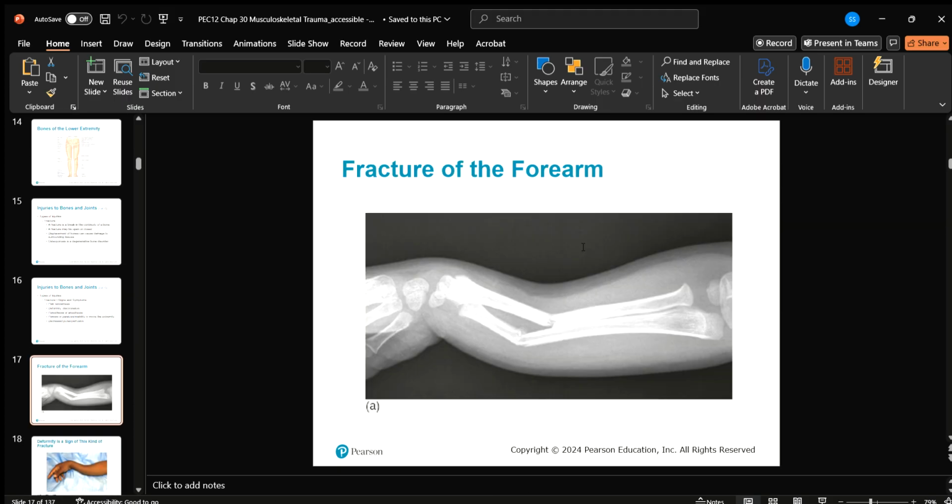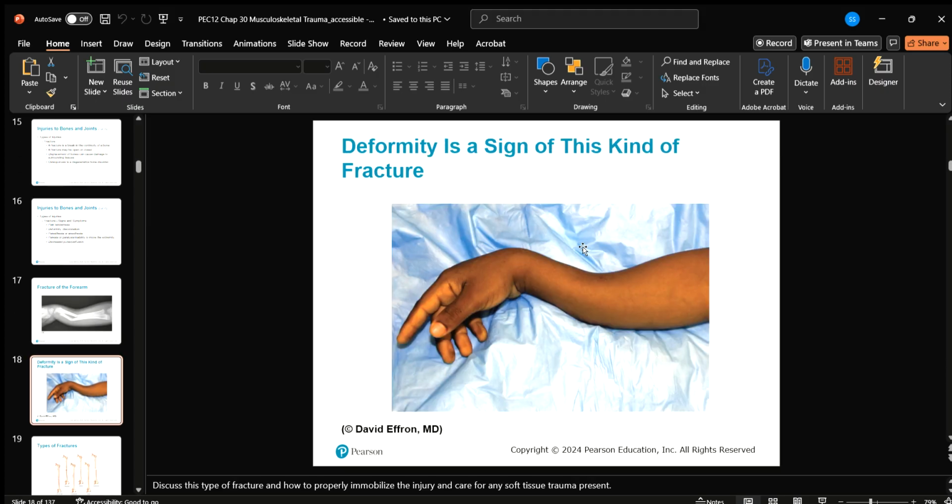Here's just a photo of a fracture of the forearm. We can tell what bones are fractured. The radius is one of them. The humerus is up there. That's the ulna. That's an ulna and radius fracture that we see right there. And here is the visualization of that outside of the X-ray.